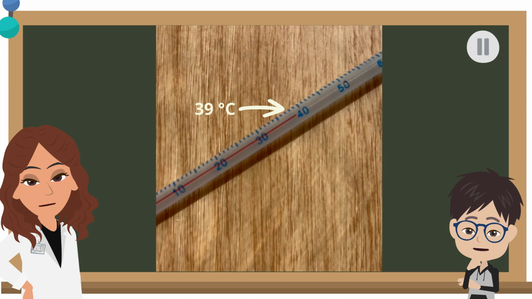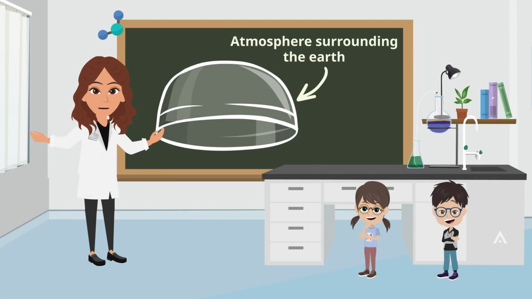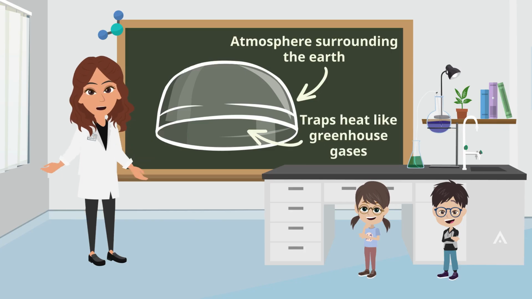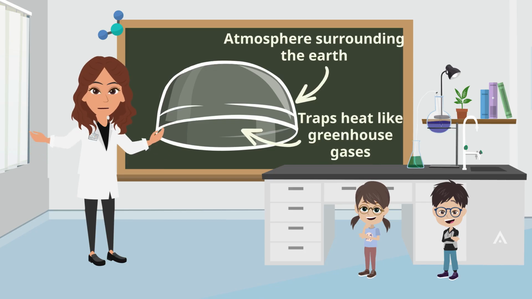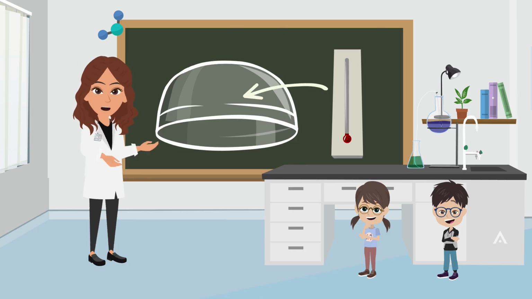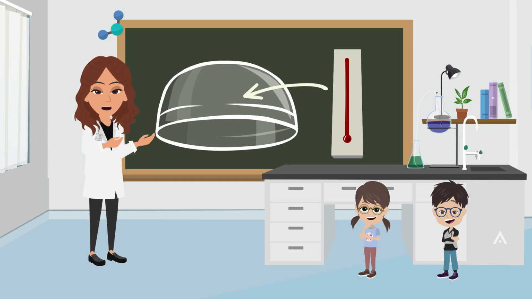The temperature of the surrounding inside the inverted bowl increases and reaches 39 degrees Celsius. This is higher than the temperature of the surrounding air outside the inverted bowl. The inverted bowl represents the atmosphere that surrounds the Earth. The air inside the inverted bowl traps heat just like the greenhouse gases. Hence, the temperature of the surrounding inside the inverted bowl gets higher and higher as time passes. This is similar to the greenhouse effect the Earth experiences.